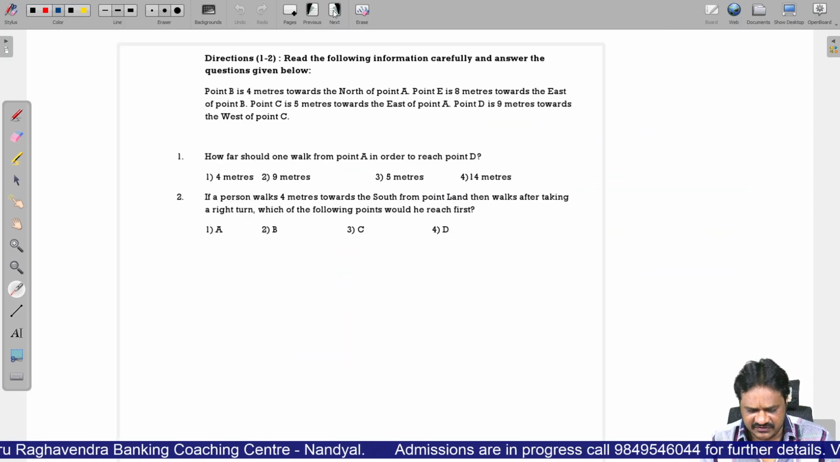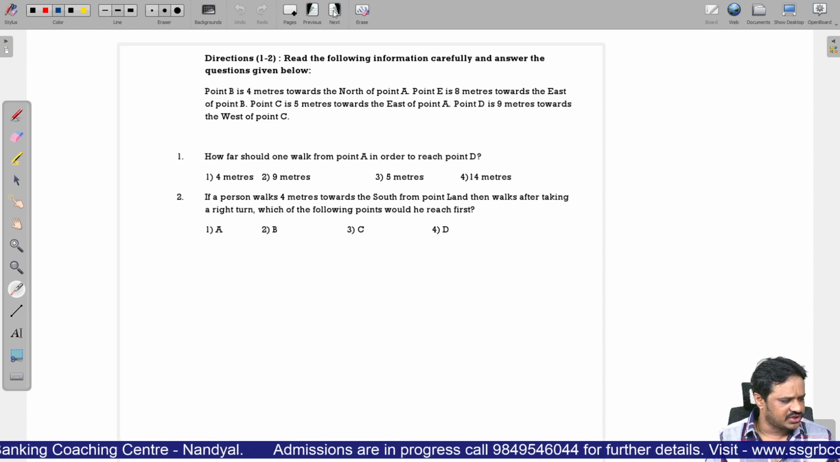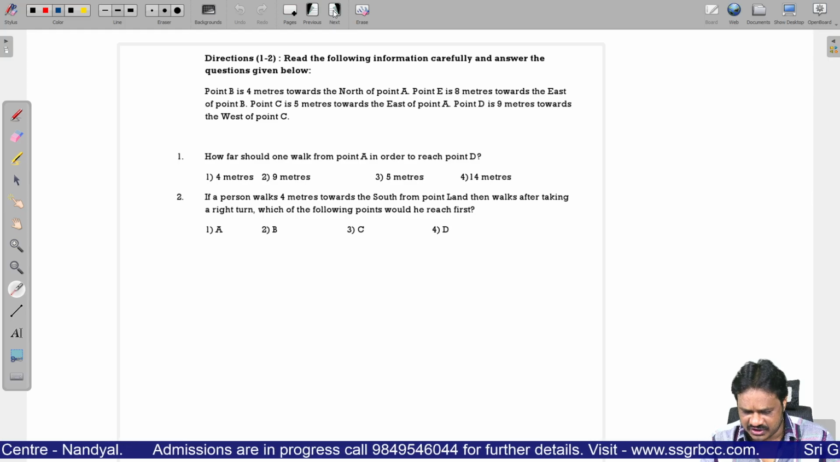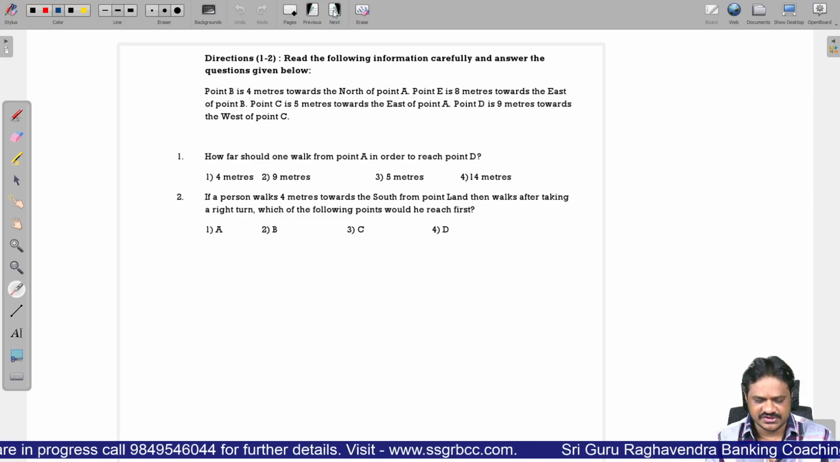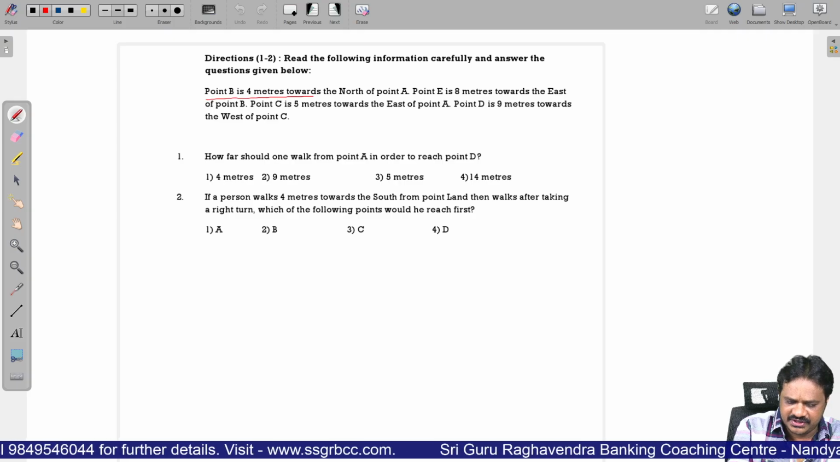Let us see the first question. Point B is 4 meters to the north of A. Point E is 8 meters to the east of B. Point C is 5 meters to the east of A. Point D is 9 meters to the west of C. This is our question. First of all, point B is 4 meters to the north of A.